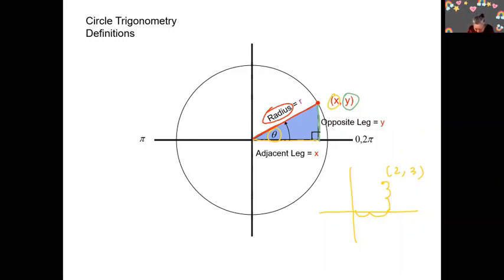Okay, this is a very important diagram picture that we have to utilize from now on in order to construct a unit circle. Okay, does this make sense? Okay.